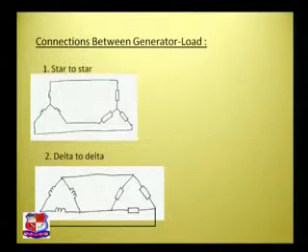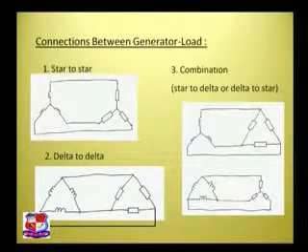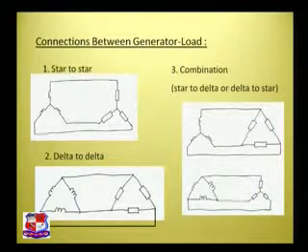First is only the coil, which we call an inductor coil. Second is the load. Then the combination. The first is star to star, the second is delta to delta, and the third is the combination.